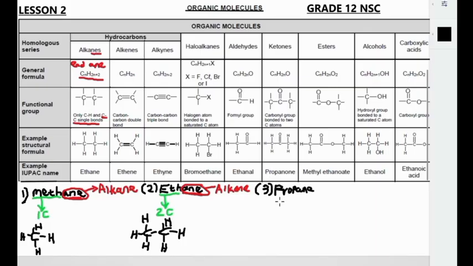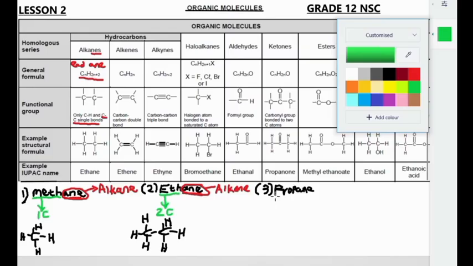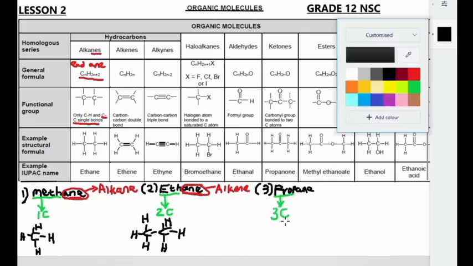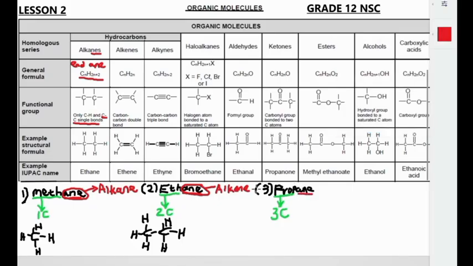Okay, let's go to the third example. In propane, prop means 3 carbon atoms, right? That's what the prefix prop tells us. Let's draw the structural formula. What does the ane tell us, guys? It tells us that this is an alkane. Remember, we are starting with the alkanes.